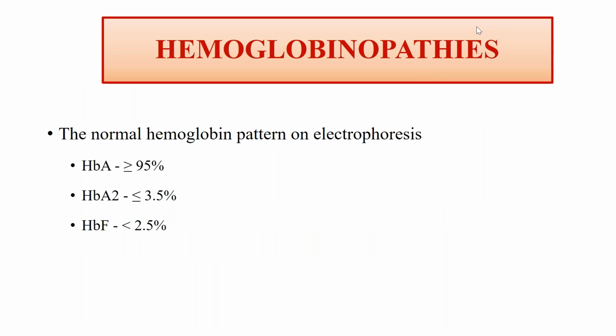Now coming to the next one, that is the hemoglobinopathies. We all know thalassemia is the most common hemoglobinopathy. This is the normal hemoglobin distribution that we have on electrophoresis. That is, hemoglobin A is more than 95%, A2 is less than 3.5%, and F is less than 2.5%.